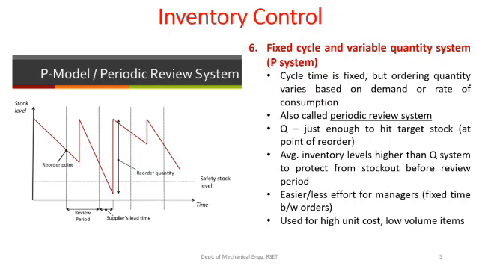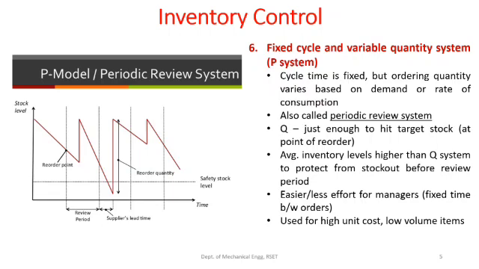That means you review the stock levels at a fixed time interval, but the order quantity keeps on varying based upon the demand or the rate of consumption in that particular cycle. So this is why this system is also referred to as a periodic review system. In the P system, the time between two subsequent reviews, or the cycle time, is fixed, whereas in the Q system, the Q is fixed, that is, the order quantity is fixed.